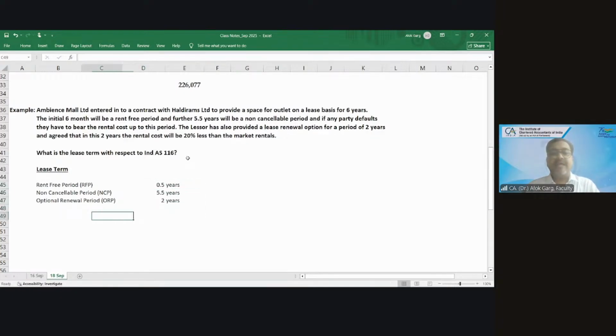And why are we saying that this optional renewal period has to be taken? This has to be taken only when the lessee is reasonably certain to avail the renewal option.